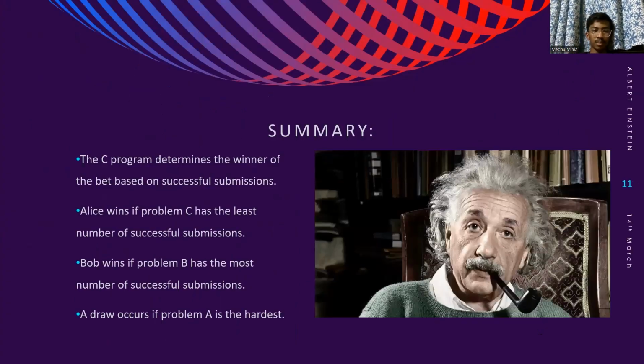Summary. The C program determines the winner of the bet based on successful submissions. Alice wins if problem C has the least number of successful submissions. Bob wins if problem B has the most number of successful submissions. And a draw occurs if problem A is the hardest.